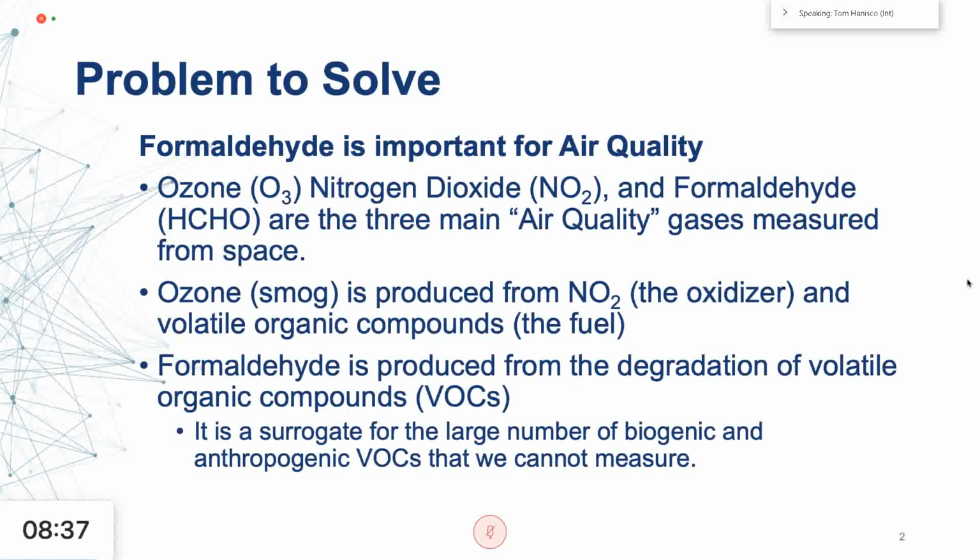It's produced from NO2, which is the oxidizer, and volatile organic compounds, which are the fuel. These VOCs are propane, methane, anything that can burn. And they burn very slowly in the atmosphere, and they're oxidized by NO2, and they turn into ozone. The problem is we can't measure all the VOCs. But what we can do is measure formaldehyde, because it's produced from the degradation of these VOCs. So NASA and all the air quality institutions in the country are very interested in formaldehyde. Next slide.